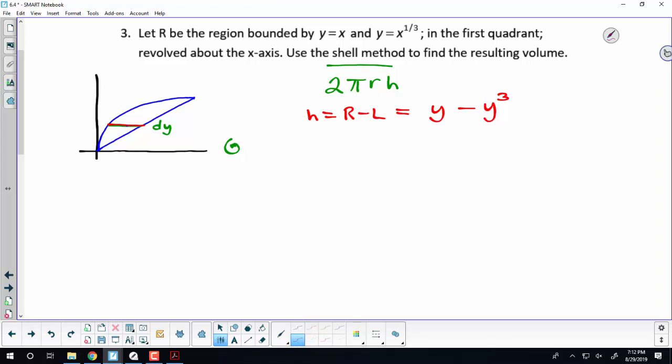Radius is the perpendicular distance from your shell to the axis of revolution. That distance is measured by r. But again, we're rotating it around the x-axis, so everything matches up with our y values here. So this radius for each shell, no matter where we drew that, is just y. So we're thinking about this as some y value minus 0. Y minus 0.